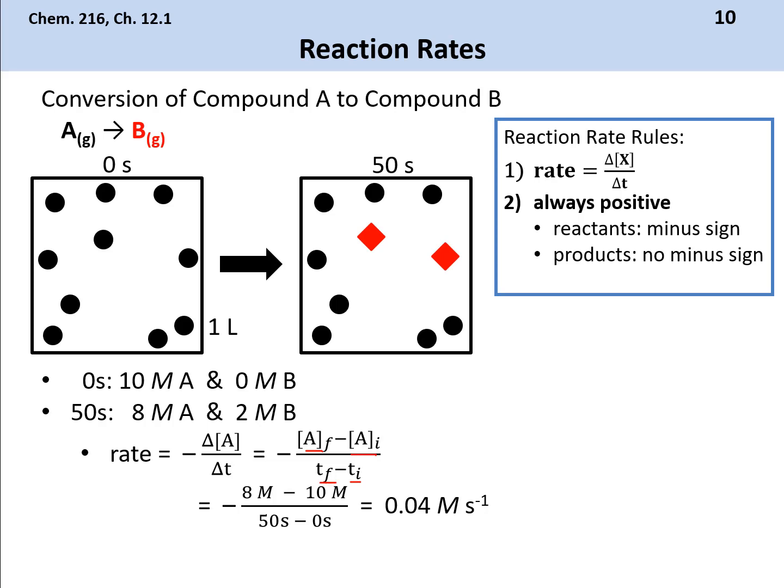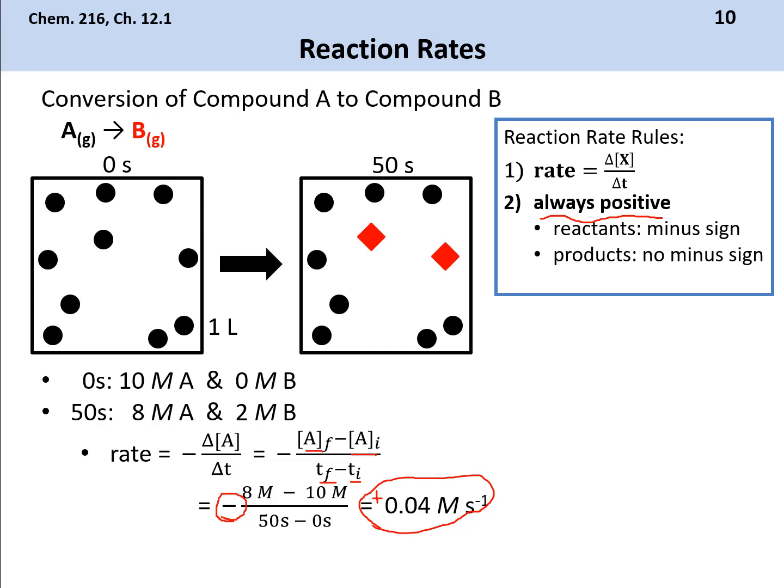But here's my second rule. Whenever I deal with reaction rates, they must be positive. So what that means is when I deal with reactants, because reactants are decreasing, I need to put a negative sign in front. What that does is end up giving me a positive reaction rate. For products, I don't need to include that minus sign.